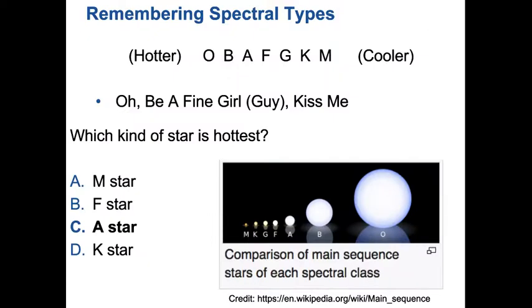Here we have a question: which kind of star is the hottest? M would be the coolest here. F is just above G, which again is the sun. K is down here, so A would be the hottest. Also keep in mind when we talk about main sequence stars, we're talking about stars that give off light by fusing hydrogen. Again, main sequence stars refer to stars that generate light by fusing hydrogen.